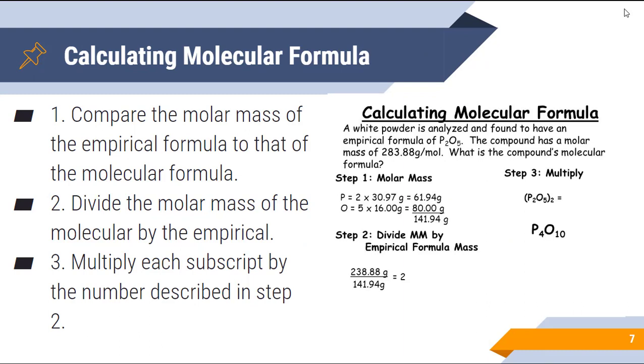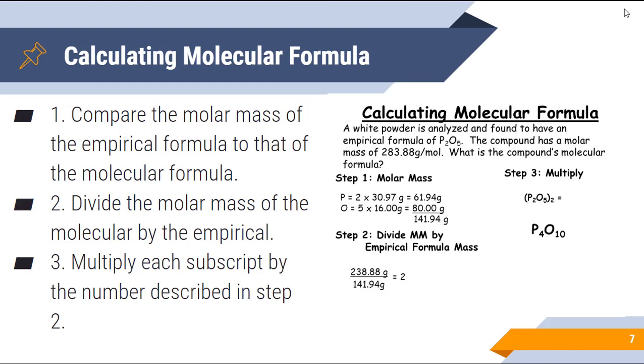Now, in order to calculate the molecular formula, we need to compare the molar mass of the empirical formula to that of the molecular formula. So if it's asking you to calculate a molecular formula, the molar mass of the compound should be given to you. You'll need to find the molar mass of the empirical formula by doing some basic calculations, just like you would any molar mass. You're going to divide the molar mass of the molecular by the empirical, and what you should get is a whole number. Once you get that whole number, you're going to multiply each subscript by the number described in step number 2. Then you will get the molecular formula.